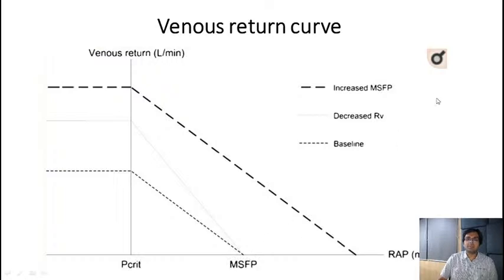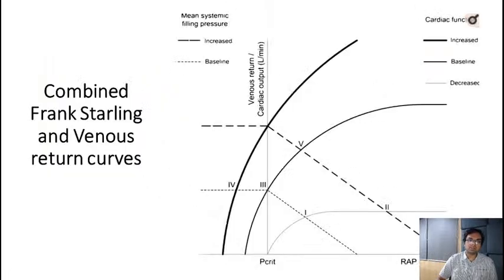However, it can be seen also from this diagram that if there is increased mean systemic filling pressure, as can be seen from this curve to this curve, then it leads to further increase in venous return. Also, by decreasing the resistance of the veins, it has been seen that there is increase in venous return. Now, what if we combine the above two mentioned curves?